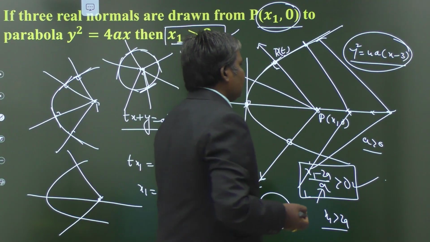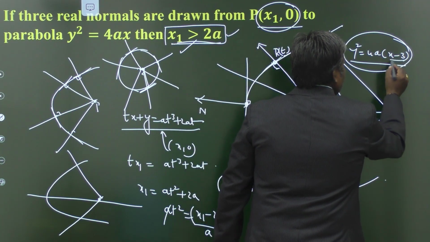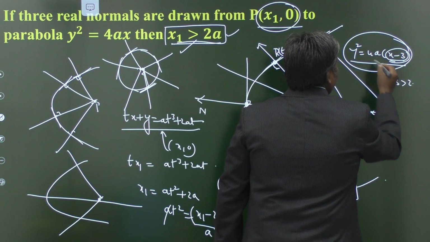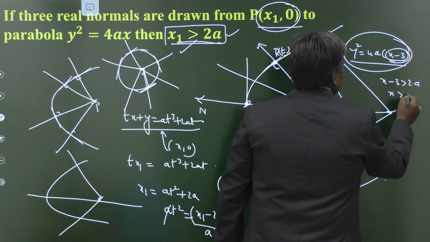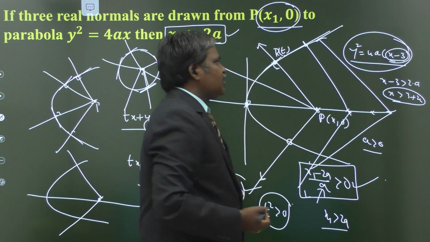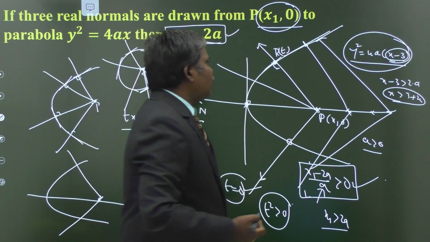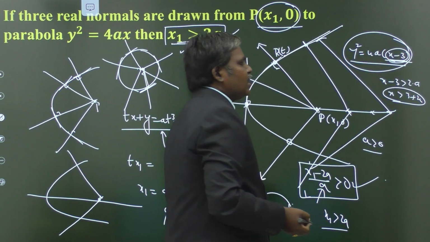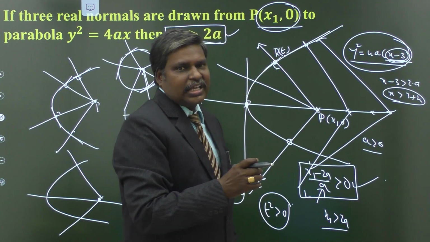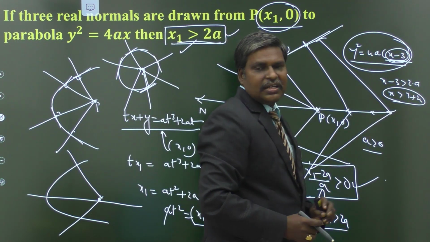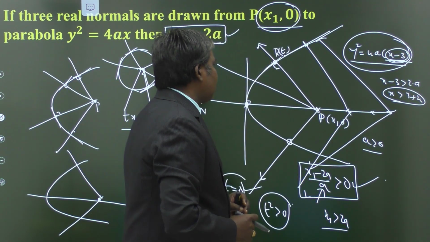What is the condition? If they are asking, instead of x you have to take x minus 3 greater than 2 times a. So x greater than 3 plus 2a, then only you can draw the three real and distinct normals. So what is the axis here? x minus 3. Instead of x you have to take x minus 3. That is, x1 greater than 2a, 2 times a. A is here, a itself. In this manner we can write that.